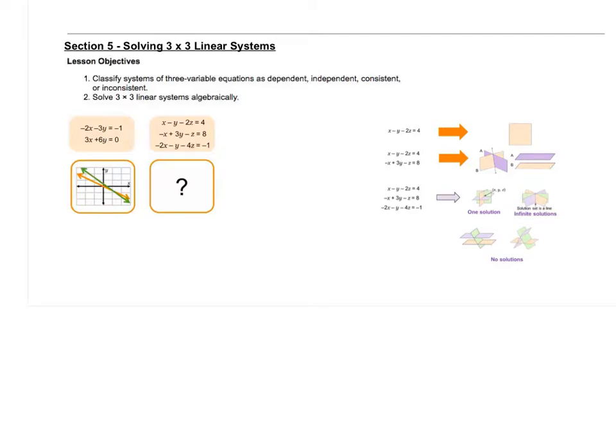All right, this is a video for Pre-Calc, Unit 1, Section 5, and this is about solving 3x3 linear systems. So we're going to classify systems of three variable equations as dependent, independent, consistent, or inconsistent. And we're going to learn how to actually solve these 3x3 linear systems algebraically, okay?